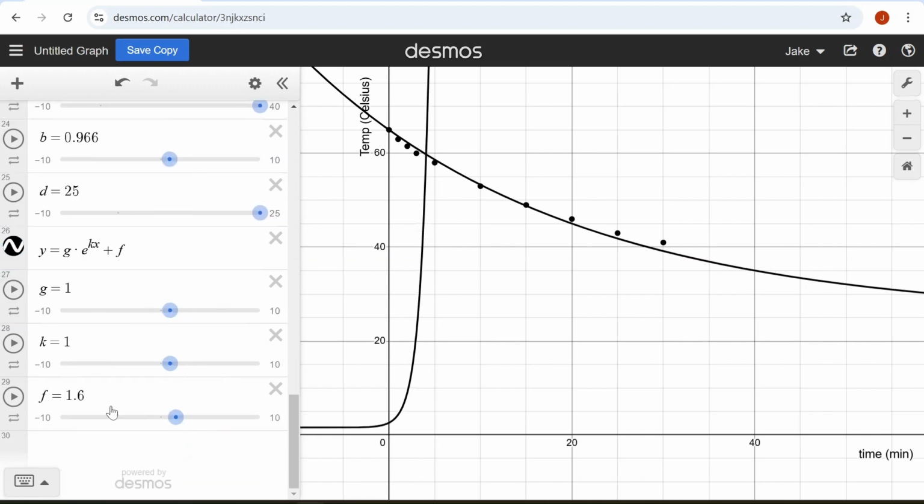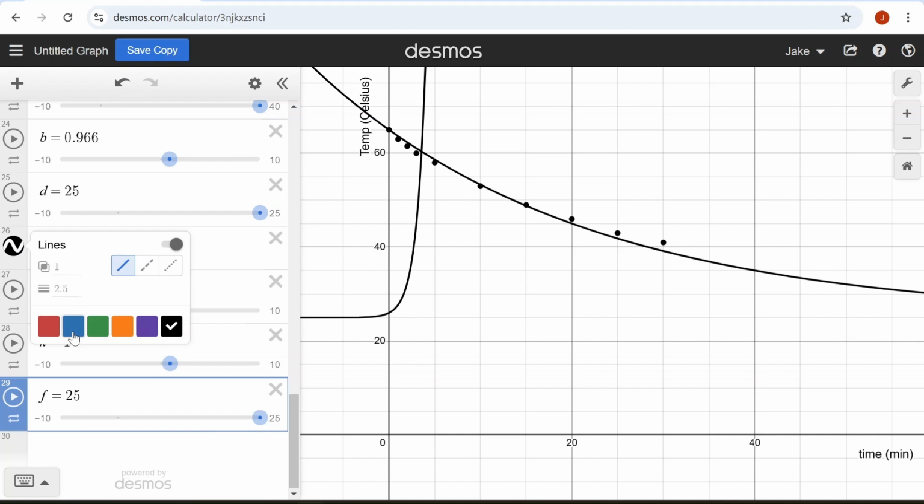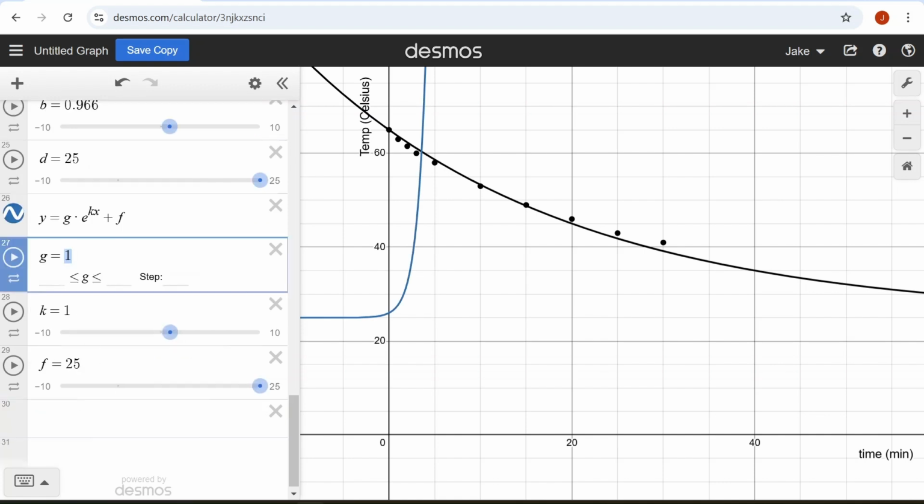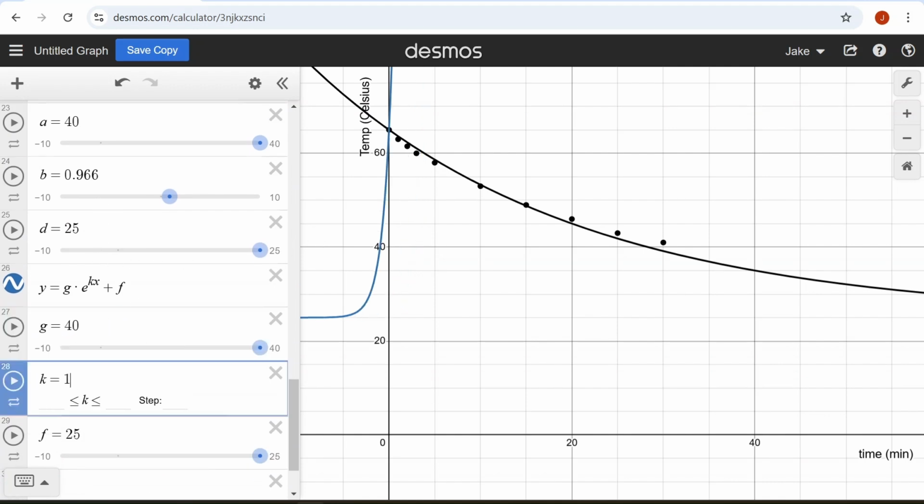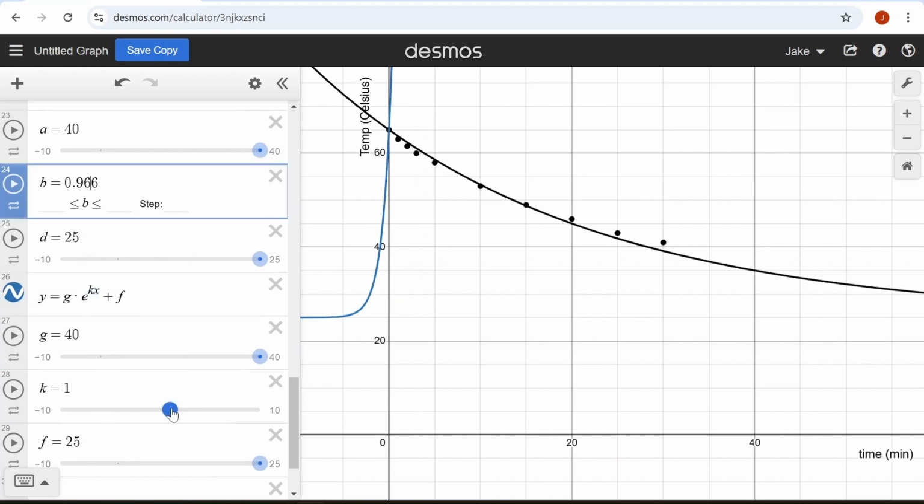So F here will still be our room temperature, so I'll set that to 25. And then we can adjust the other letters to make everything work. So G here would be our vertical translation, so I think that should still be 40, and that should make everything fit. And then K will behave a bit like what our B value behaved like before.